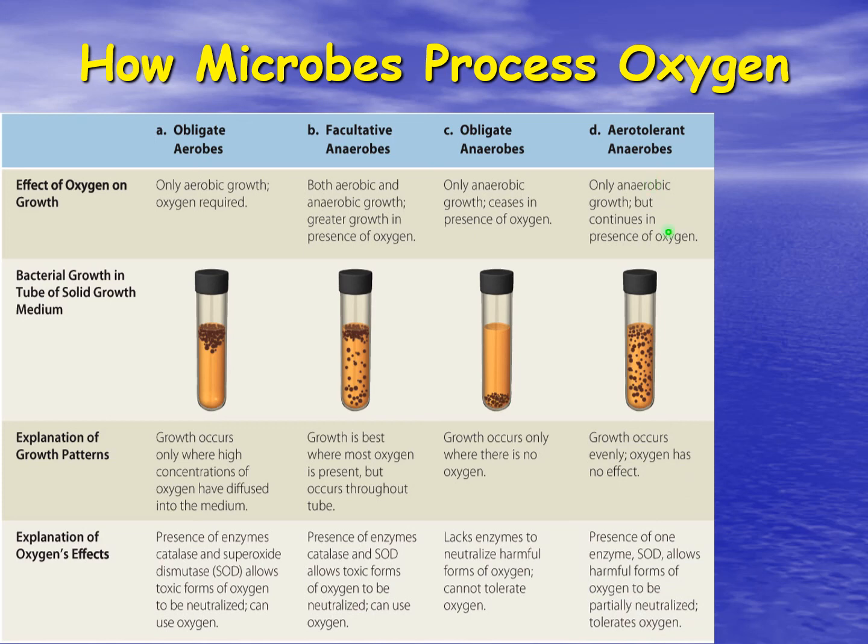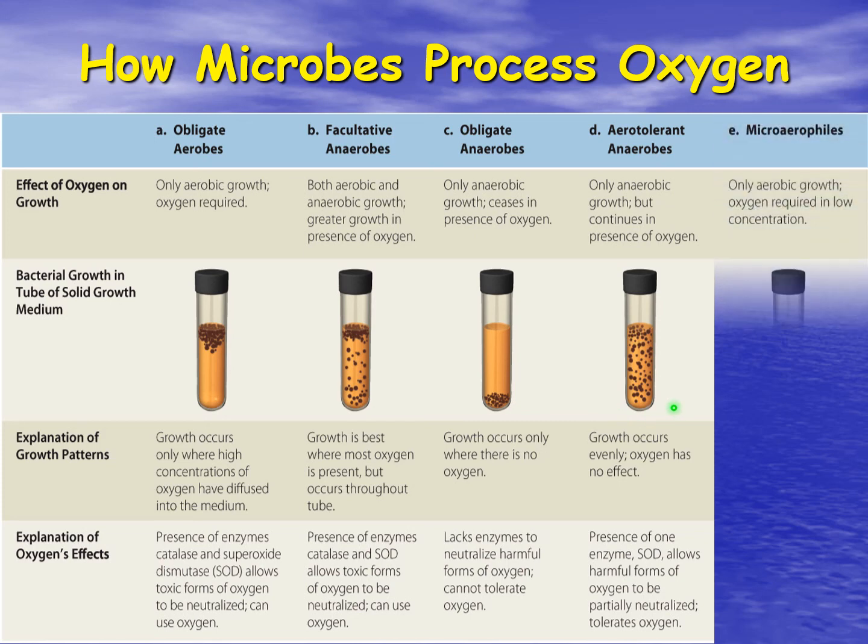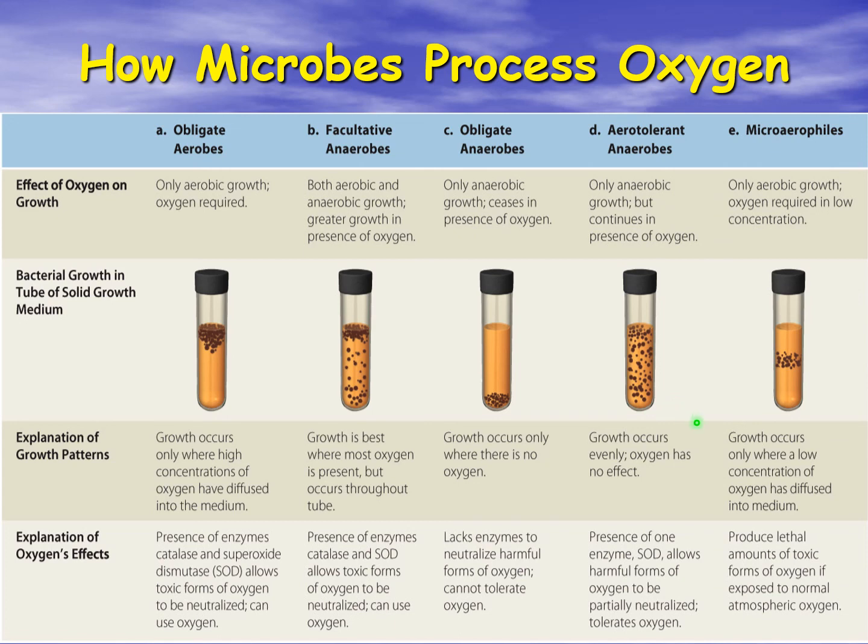The aerotolerant anaerobes pretty well grow throughout the entire media equally. There's no best growth anywhere because, again, they don't care if oxygen is present or not. They're doing anaerobic respiration only, and so they simply don't care where the oxygen is. And then the microaerophiles are going to grow right in the middle of the tube where there's about 10 to 12% oxygen. They don't like it with none, and they don't like it with atmospheric oxygen, but they like it kind of in between.